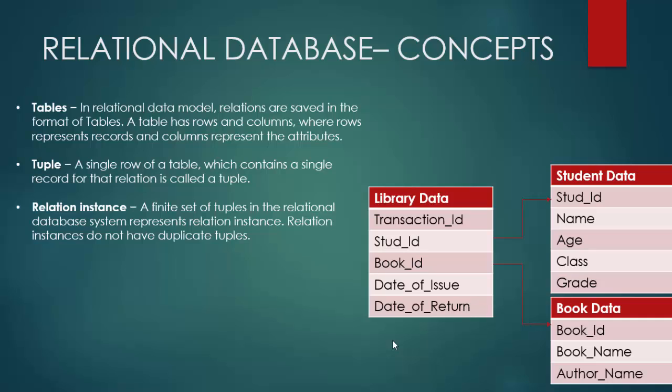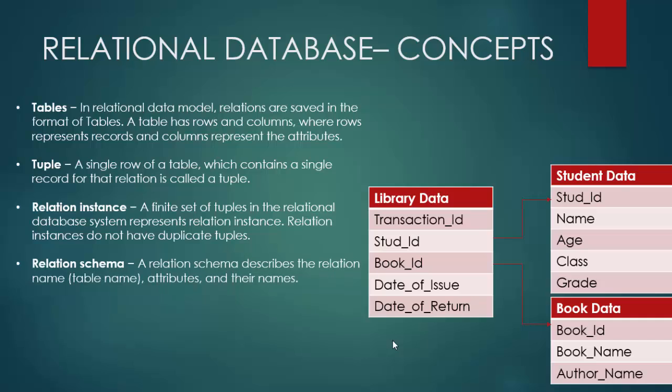A relation instance does not have duplicate tuples. So suppose the school has a record of 1000 students, and out of that, based on any criteria, you find 30 records for the number of students studying in a single class. That set of records is called a relation instance.